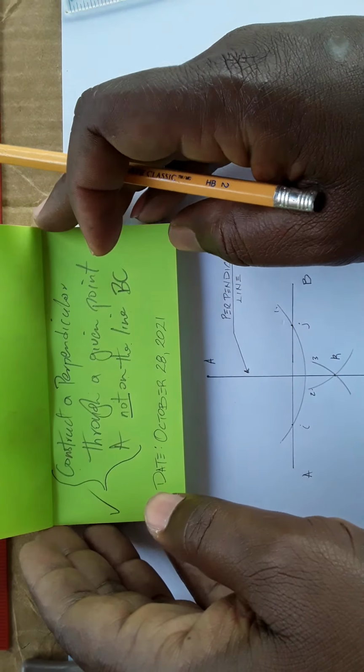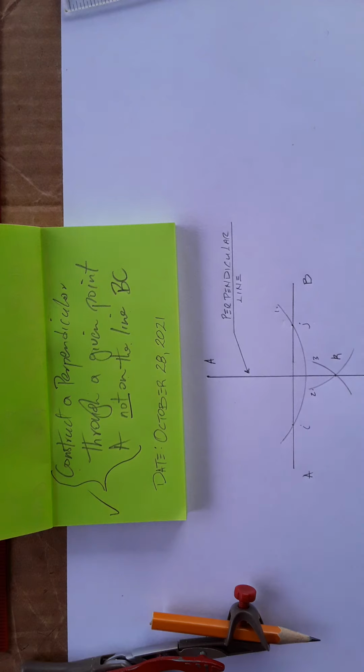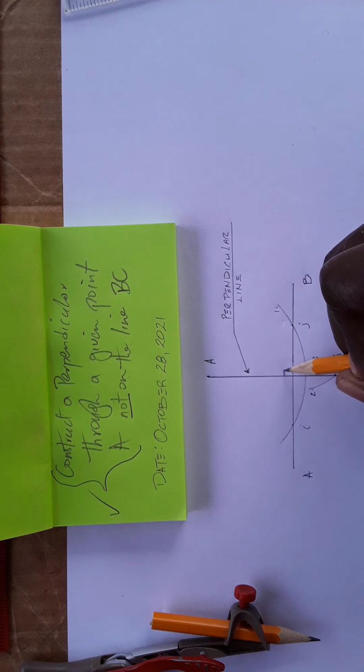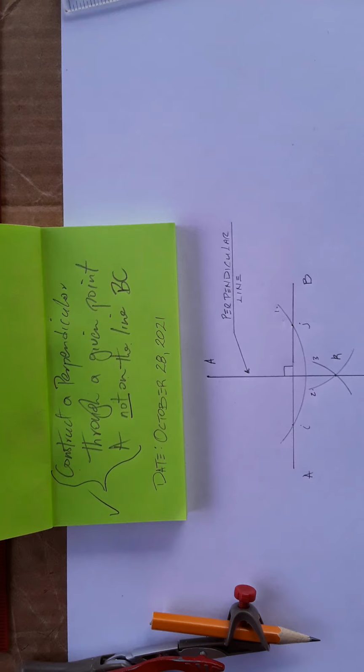And also remember that a perpendicular line will meet another line, and the angle that is formed between them is always a right angle. Thank you very much.